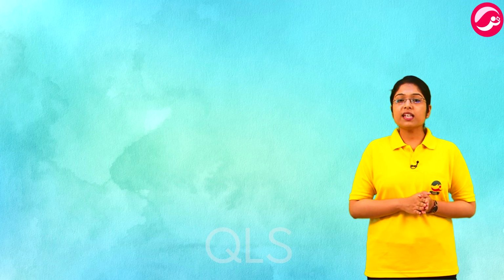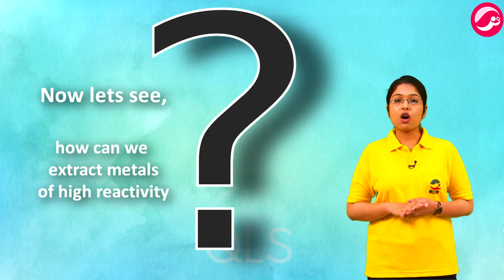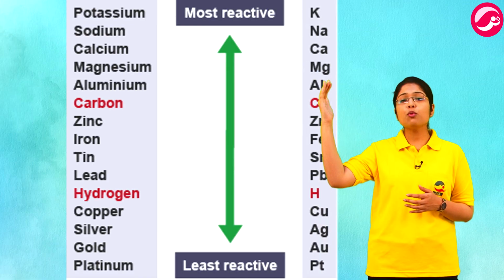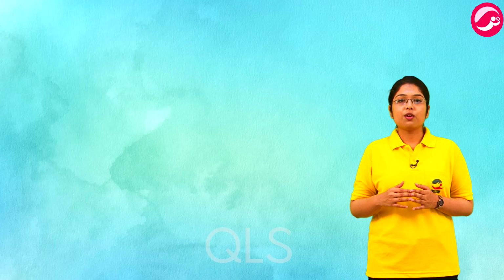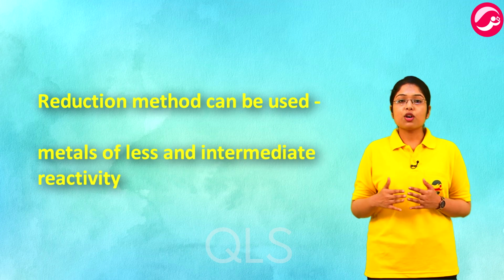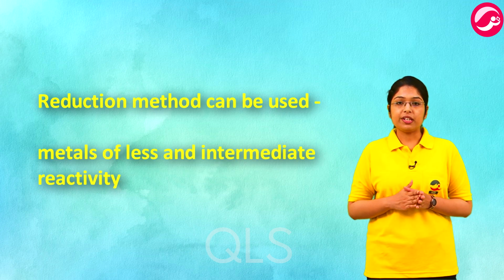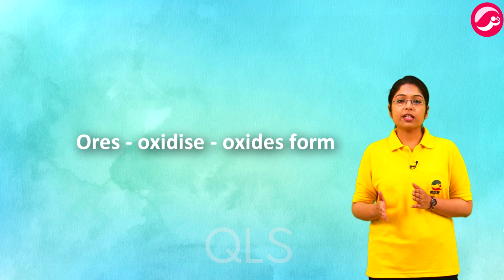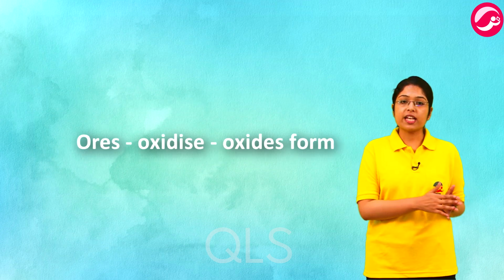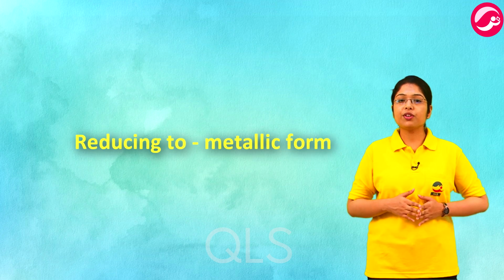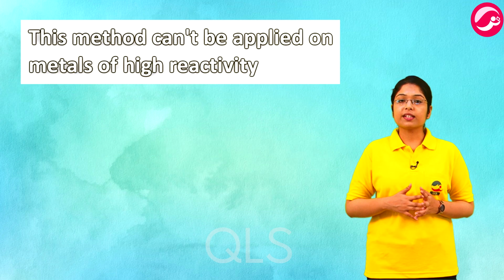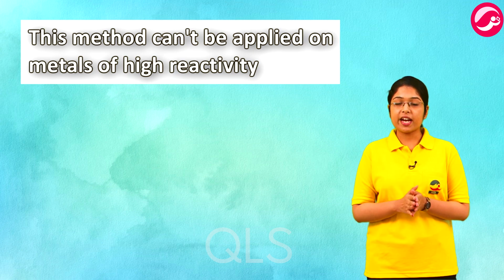Now, let's see how can we extract metals of high reactivity. जो reactivity series में बिल्कुल टॉप पे है, हम उन्हें कैसे extract कर सकते हैं. We saw that for the metals of less and intermediate reactivity, reduction method can be used. पहले हम उन मेटल के ओर्स को ऑक्सीडाइज करके उनके ऑक्सीडाइज फॉर्म में कन्वर्ट कर रहे थे. Then we were reducing them to their metallic form. But this method can't be applied on metals of high reactivity.